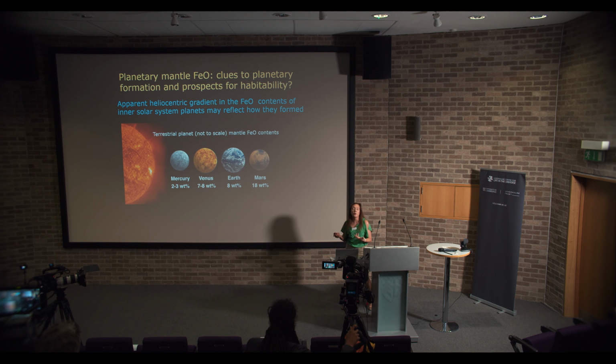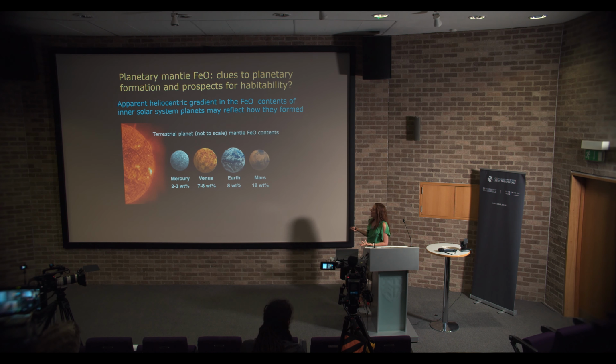So if we consider planetary mantle iron contents, we can get clues to planetary formation in terms of the solar system architecture and where these different planets sit. You might recall from Mark's talk that solar system architecture is absolutely central to a planet's formation. Basically, it dictates the material that our planets formed from.